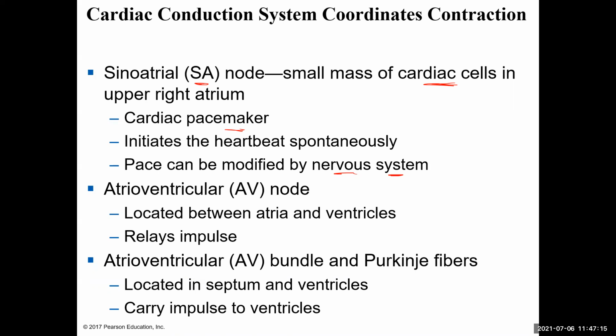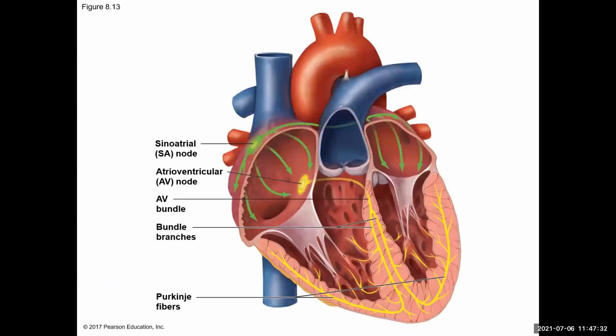Okay. And so you have these atrioventricular bundles and Purkinje fibers that are in the septum and the myocardium muscles of the ventricles, and that carries that electrical impulse to the ventricles themselves. Okay, so we have this figure here that's showing the sinoatrial node, the AV node, and then here you have your atrioventricular bundles, and then your Purkinje fibers, right, in the myocardium.